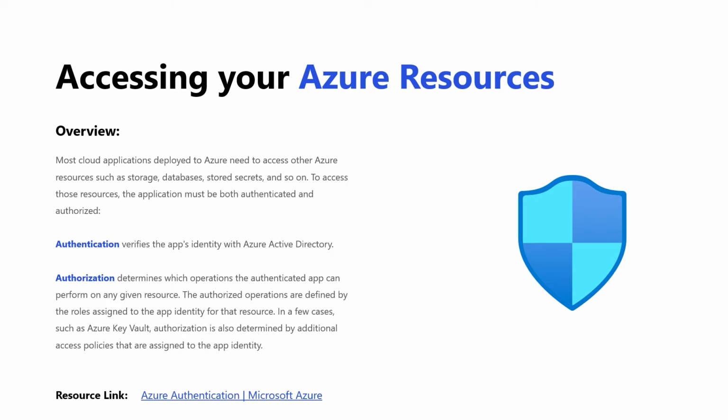And then we have authorization. Authorization determines which operations the authenticated app can perform on any given resource. The authorized operations are defined by the roles assigned to the app identity for that resource. In a few cases, such as Azure Key Vault, authorization is also determined by additional access policies that are assigned to the app identity. Let's use a scenario.